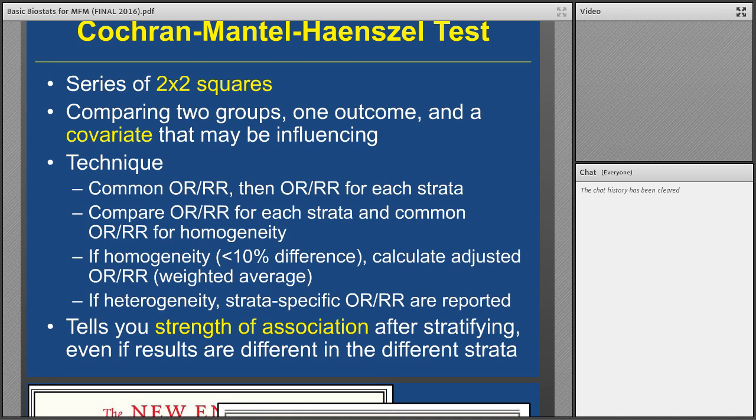So the test that we would do for stratified analysis is the Cochran-Mantel-Haenszel test. This is breaking things into a series of 2x2 squares and comparing two groups, one outcome, and a covariate that might influence it. Without getting into the details, we have a common odds ratio, and we compare the odds ratio or the relative risk for each stratum, and we do a statistical analysis comparing all of these different strata, and we get a strength of association.